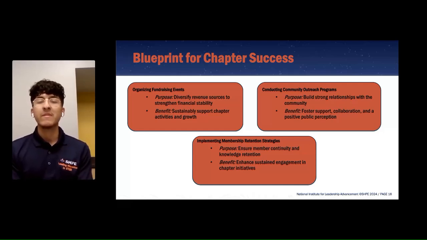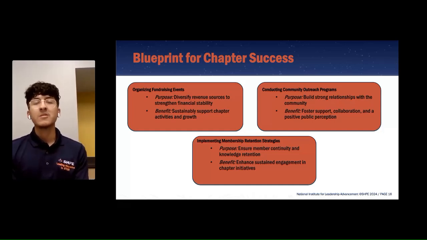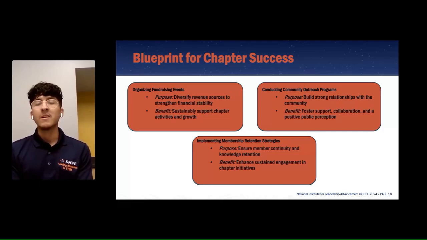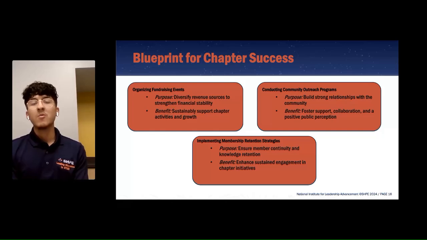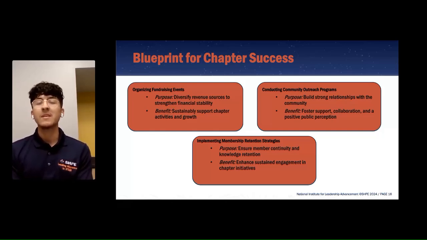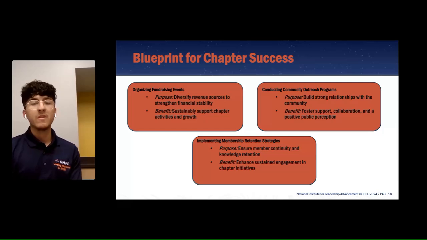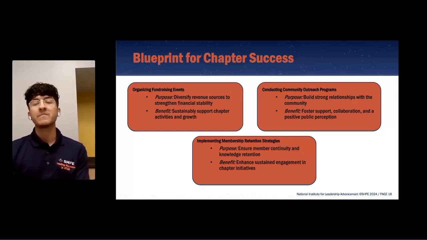The purpose should be driven by diversifying revenue sources to strengthen your financial stability. You always want to have your chapter in a good stance when it comes to financial budgets, and this is a good initiative that you can take. You also have to focus on your benefits. When you run fundraising events, the benefit will be that you're able to sustain your support for chapter activities and growth.